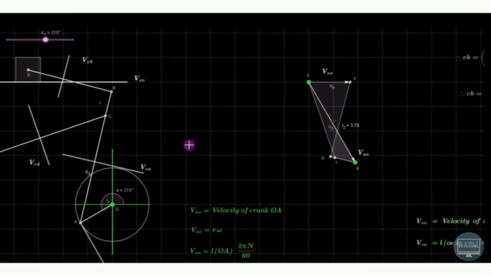Then the third vector is C with respect to D. Out of this, C and D, D is the fixed point, that is nothing but O.